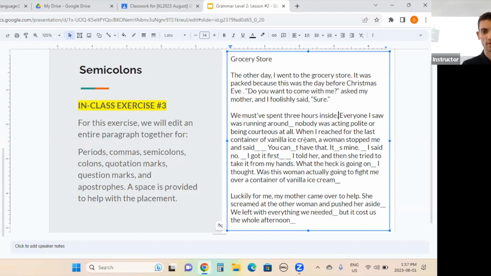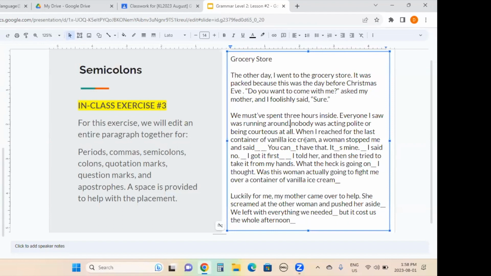Everyone I saw was running around. That sounds like a complete thought. Martin, Jack, what do you guys think? Good. Period. Another short sentence. What is? Nobody was acting polite or being courteous at all.